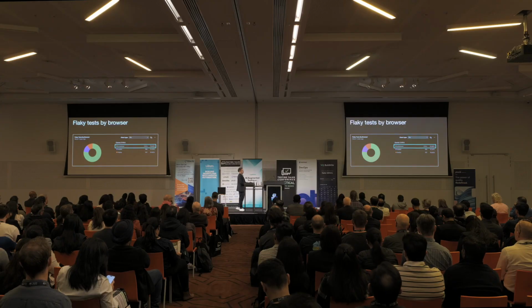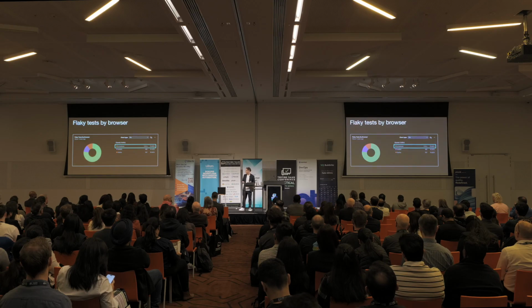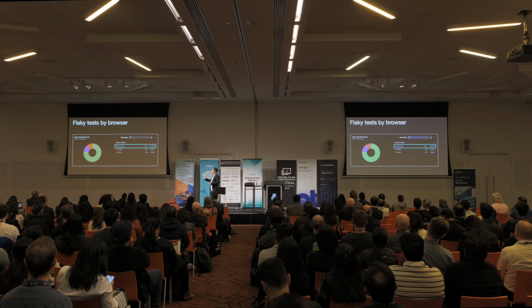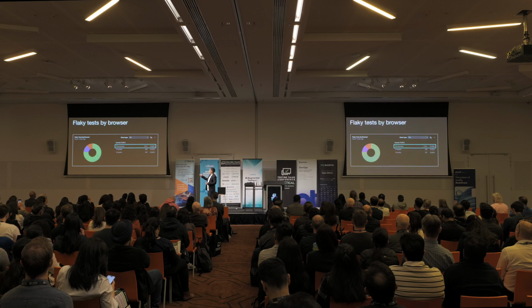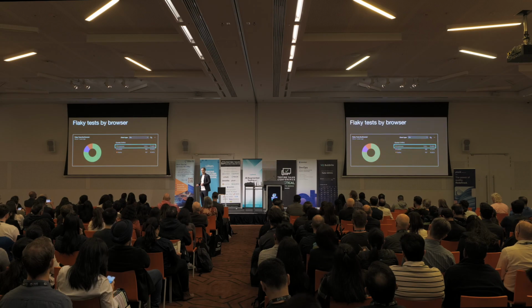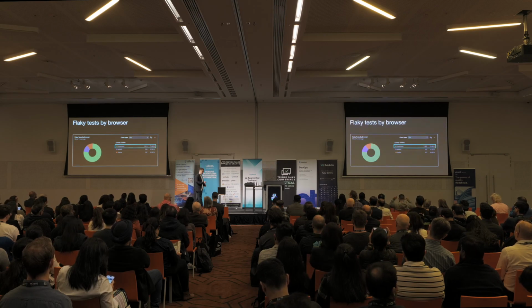So when we hit enter, we get the result back. In this case, we can see a pie chart. And it's clear that Chromium has the most amount of flaky tests compared to the other browsers in this example. So maybe that's something that we would like to dig a little deeper into.